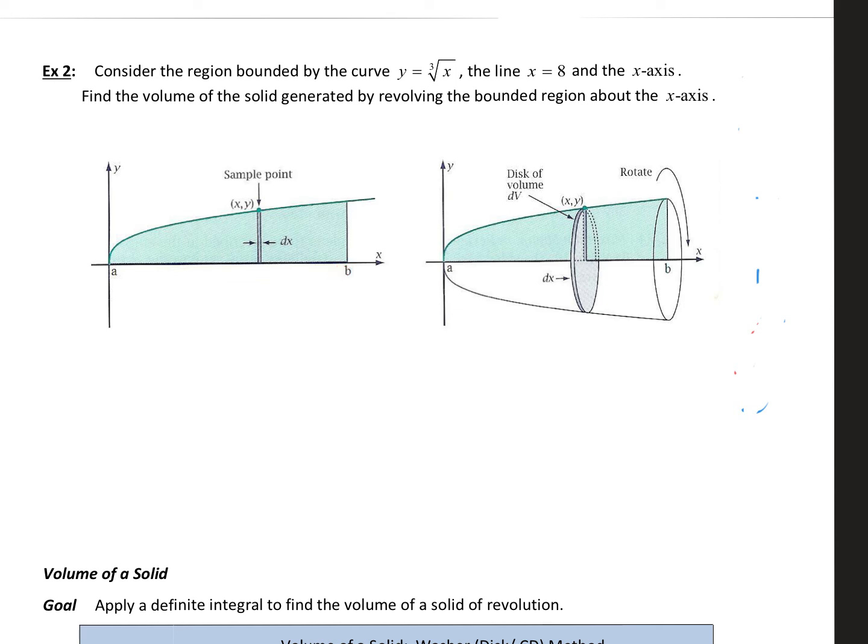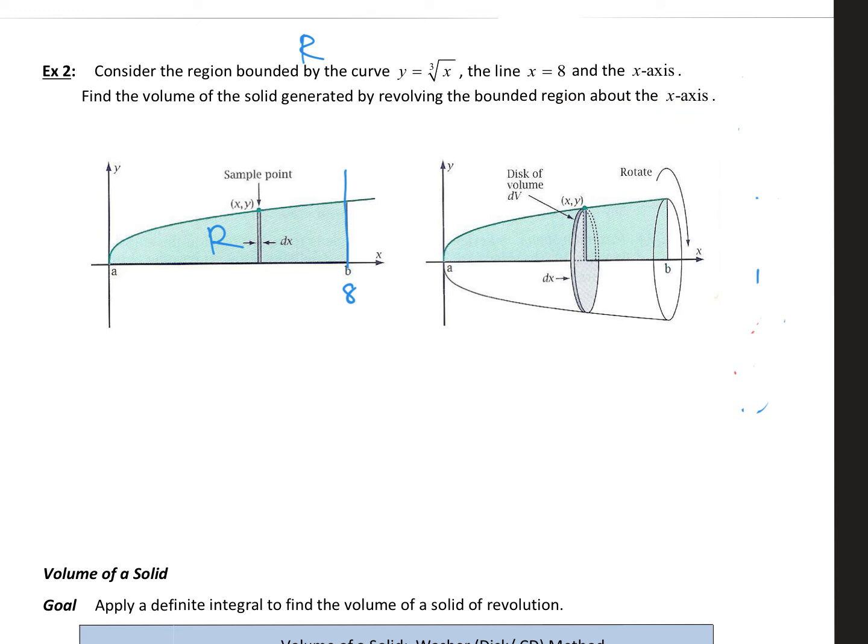So 8 is probably here. I'm going to just mark it. So the line x is equal to 8 is this line. This graph is this right here. And the x-axis, this is the x-axis. So they're talking about this bounded region. I have this line, I have this line, and I have the x-axis. So this region is my R. A lot of times they call it region R, so I'm going to call it R. And then find the volume of the solid generated by revolving the bounded region about the x-axis.